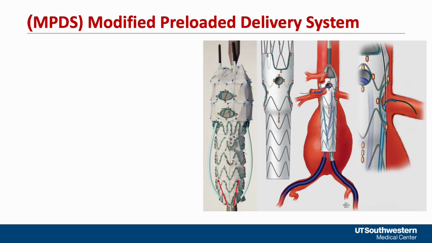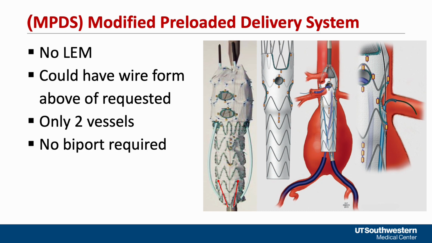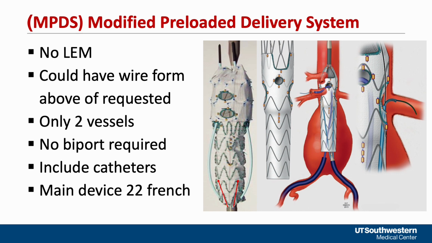The second system was the MPDS, or Modified Preloaded Delivery System. This didn't have a LEM, and could have a wire from above. It normally involves only 2 vessels. There's no BiPOR required. It includes catheters. And the main device French is 22 French.